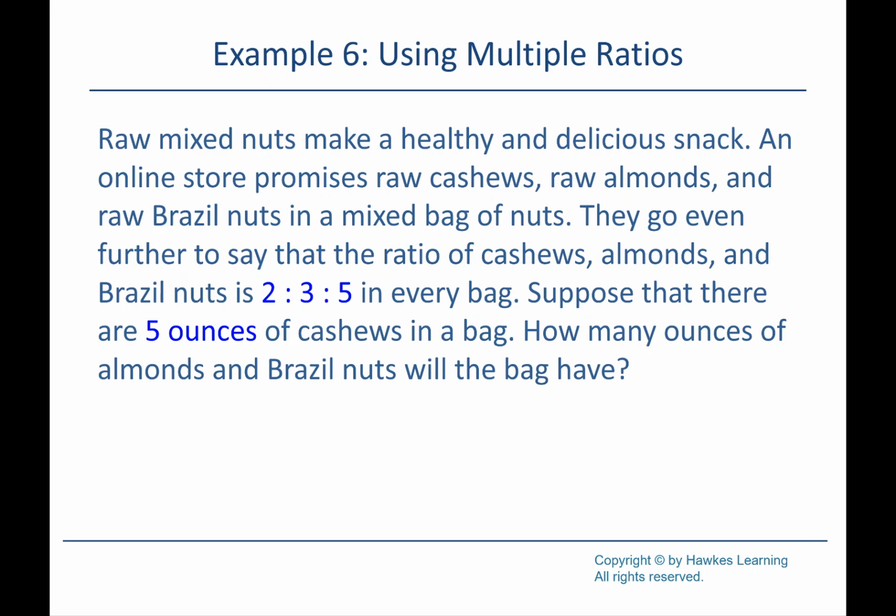Let's look at this one. This one says raw mixed nuts make a healthy and delicious snack. An online store promises raw cashews, raw almonds, and raw Brazil nuts in a mixed bag of nuts. They go even further to say that the ratio of cashews, almonds, and Brazil nuts is 2 to 3 to 5 in every bag. Assume that there are 5 ounces of cashews in a bag. How many ounces of almonds and how many ounces of Brazil nuts will the bag have?